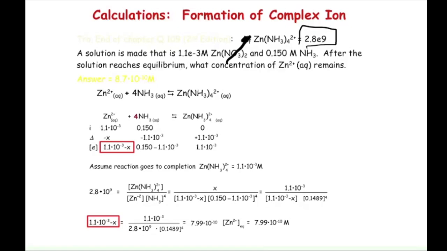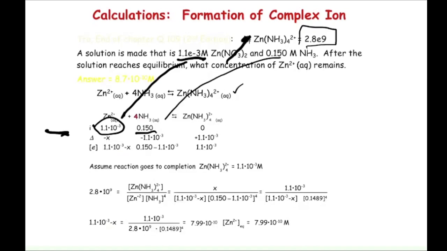So this is the reaction we have. This is the ice table that we generate. Let me go back. Okay, we know that this is the concentration of the zinc. How do we get that? That's from that right there. This is the concentration of the ammonia. How do we get that? We got that right there. And then we get zero products.